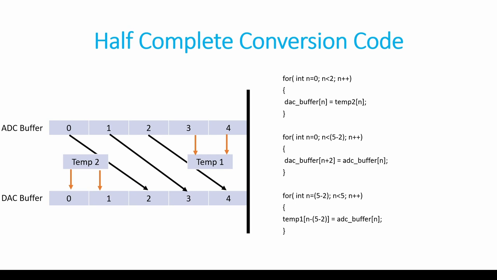Therefore, there are a total of 3 for loops used during the half-complete callback. The first moves the values from the temp2 variable to the DAC buffer. The second shifts the ADC buffer and stores it in the DAC buffer. And the third stores the N2 values of the ADC buffer in the temp1 variable.